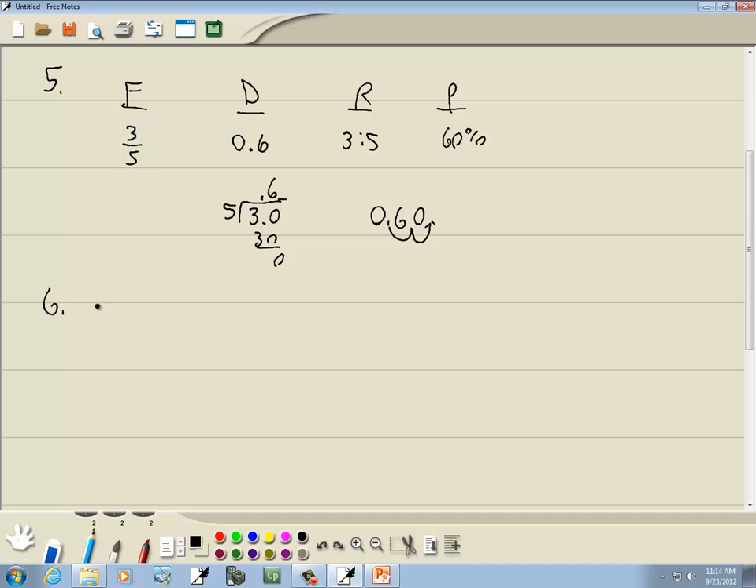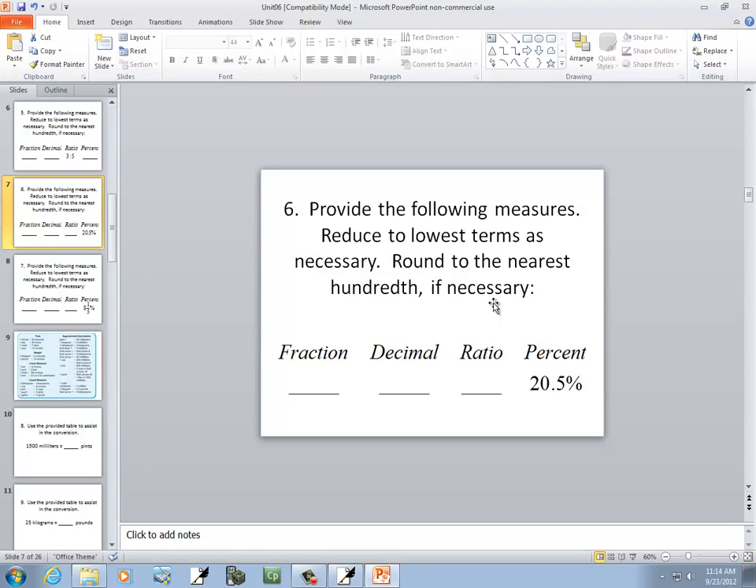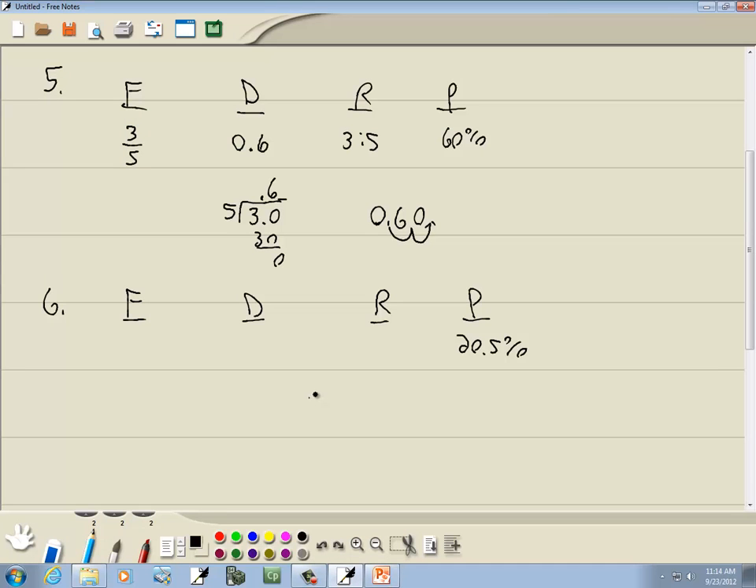Number 6. Fraction, decimal, ratio, and percent. They're giving us 20.5%. Well, if they give us the percent, I just have to move a decimal two places to the left, and this would normally be 0.205, but since we're rounding to the hundredths place, which is right here, we look to the digit immediately to the right, which is 5 or greater, so this becomes 0.21.